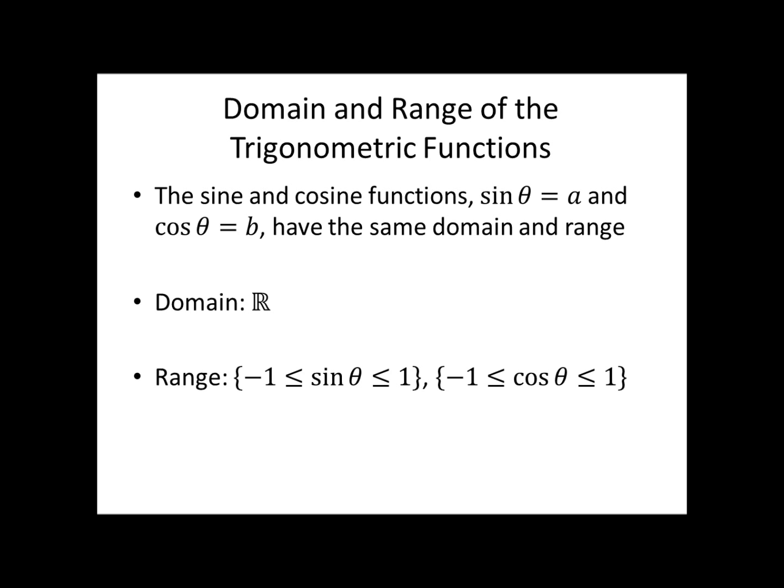The range, though, is very, very limited. The sine and cosine wave back and forth between a positive and a negative 1. And that is inclusive, meaning that you can actually get out a negative 1 and you can get out a positive 1. So our range for both the sine and cosine is all the numbers between negative 1 and 1.